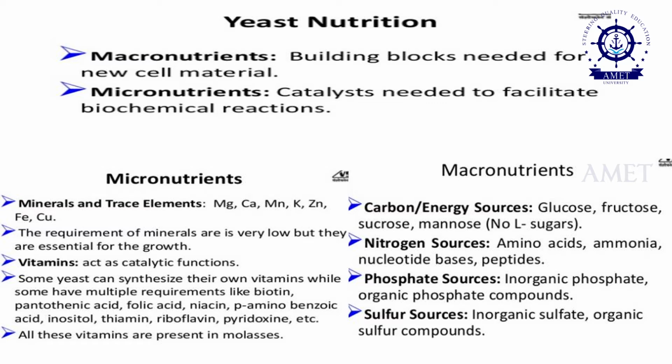The nitrogen sources like amino acids, ammonia, nucleotide bases, and peptides come under the nitrogen sources. For phosphate sources, inorganic phosphate and organic phosphate compounds come under the phosphate sources. For sulfur sources, inorganic sulfate and organic sulfur compounds come under the sulfur sources.